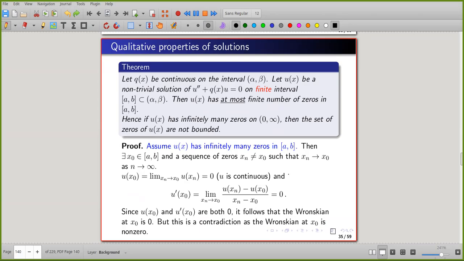Okay, so what does that mean? Since u of x naught and u prime of x naught are both 0, it follows that the Wronskian at x naught is 0. But this is a contradiction, as the Wronskian at x naught is non-zero. So we can do it like this also.